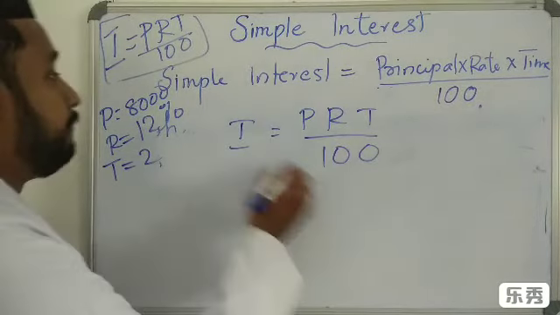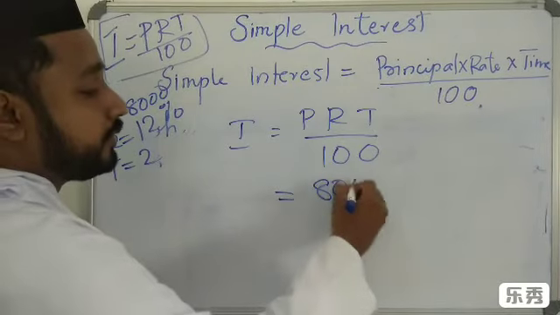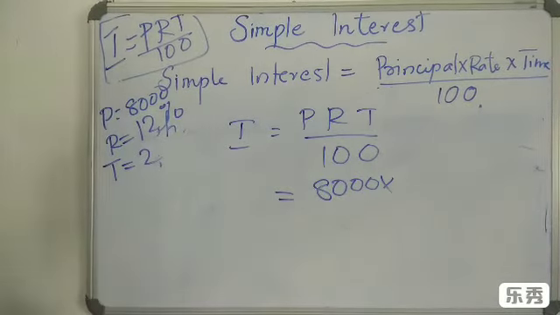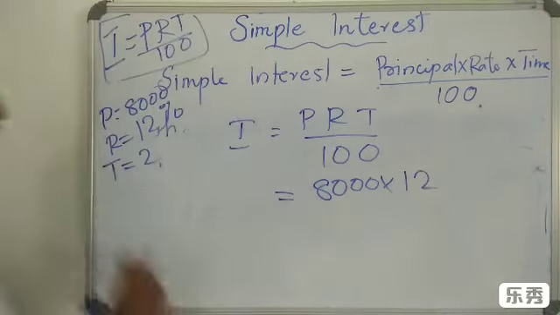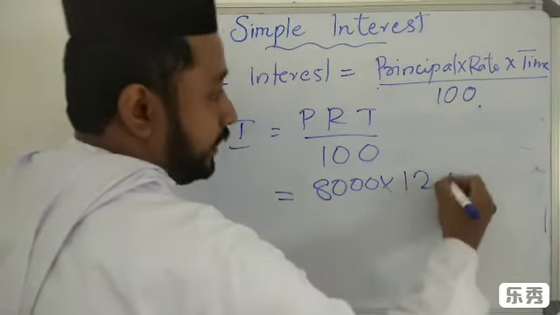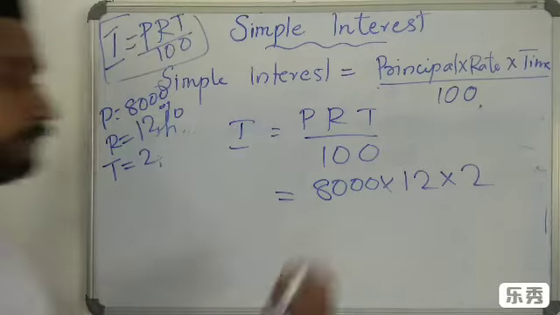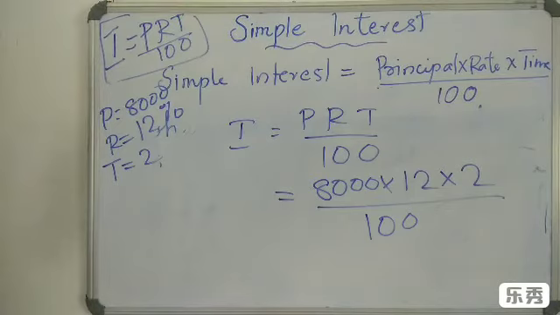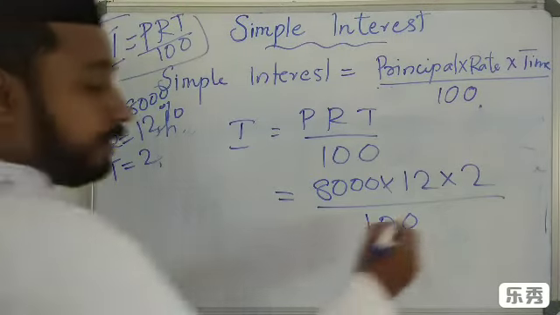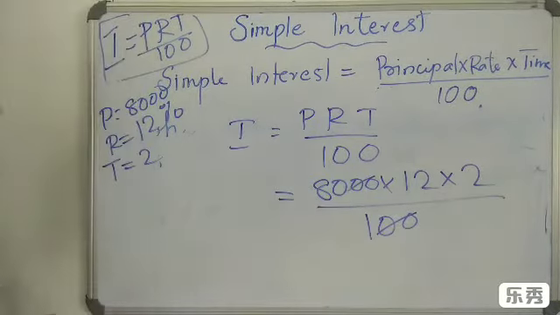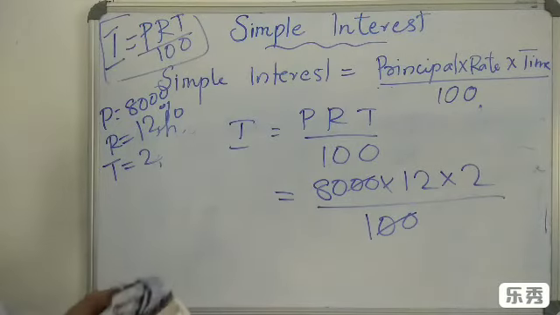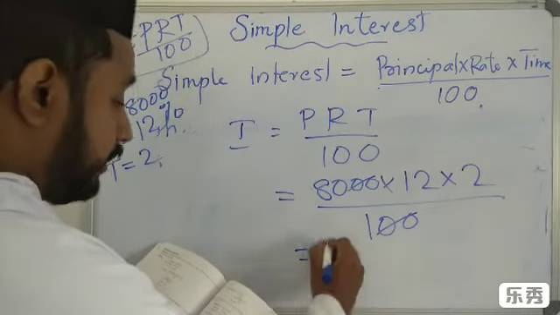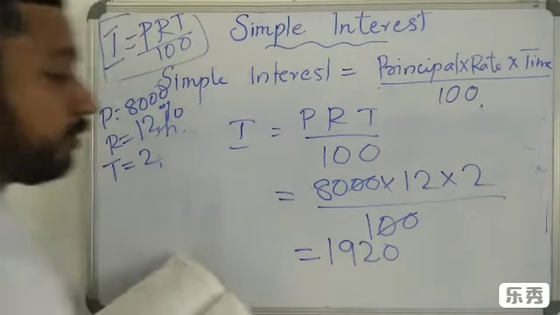So which is equal to principal, 8,000. Rate 12%, so R is 12. T is 2 years. So 8,000 into 12 into 2 by 100. We can cut these two zeros. Then 80 into 12 into 2, which is equal to 1920.